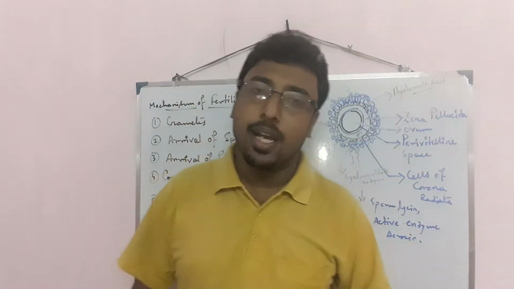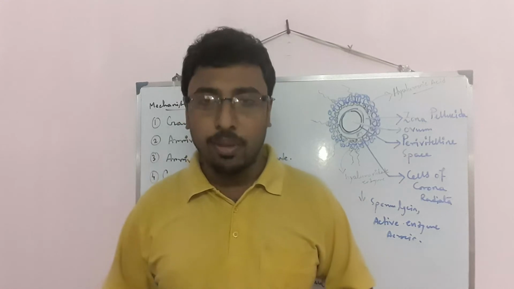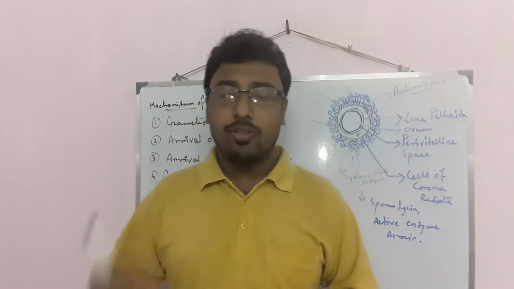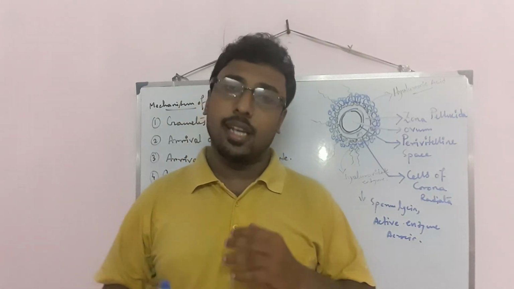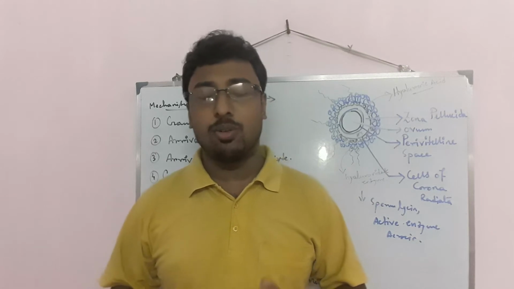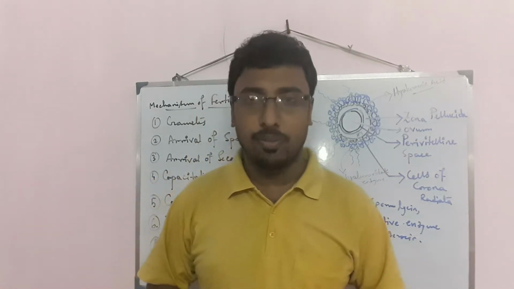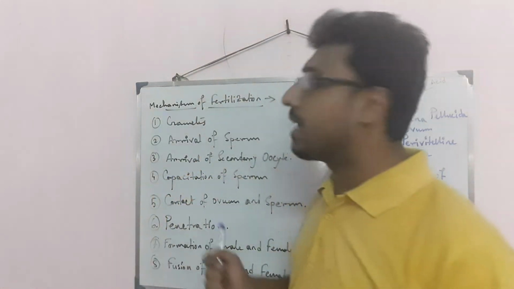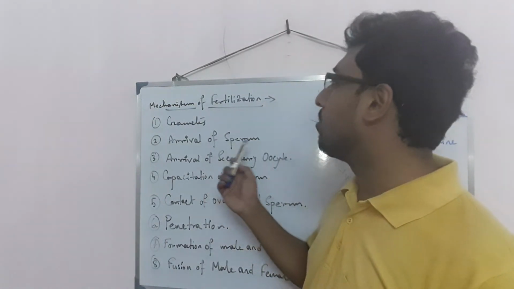Arrival of sperm means that when the sperm comes into the female vagina, fertilization can occur. First of all, the sperm has to reach the female vagina, and only after sexual intercourse can the sperm enter the vagina and then come into the oviduct or fallopian tube of the female reproductive system. Therefore it is the arrival of sperm.